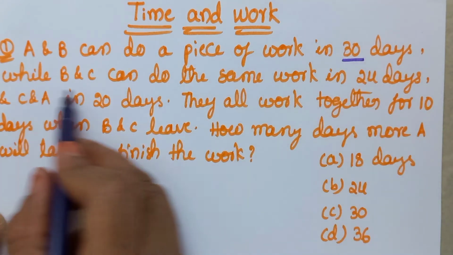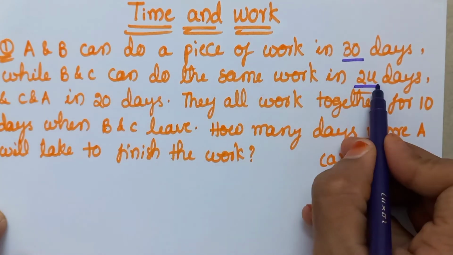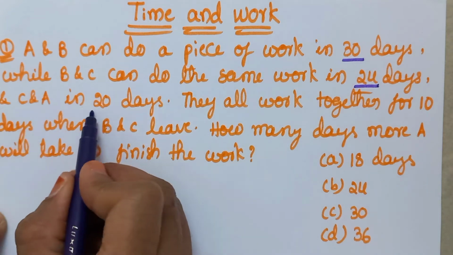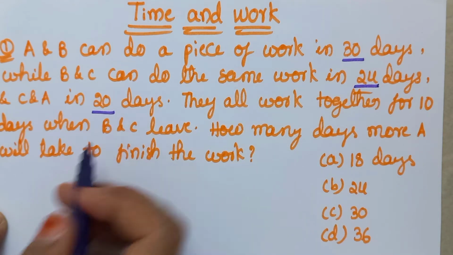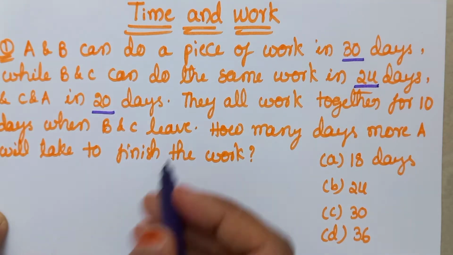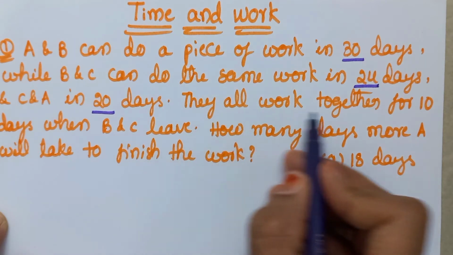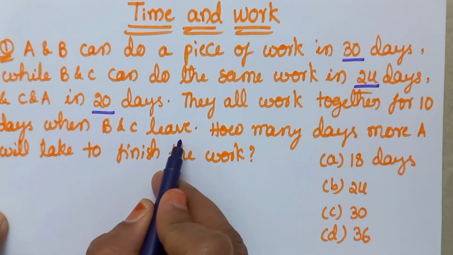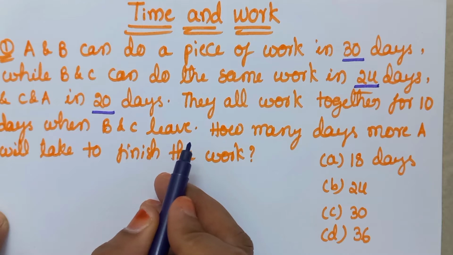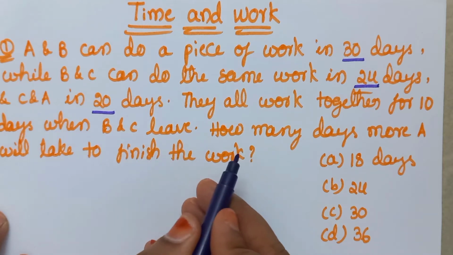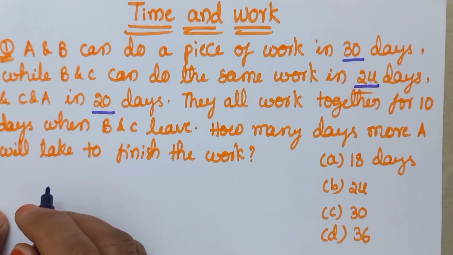30 days, while B and C can do the same work in 24 days, and C and A in 20 days. This is similar to the problems we have discussed in our earlier sessions, but the problem here is they all work together for 10 days when B and C leave. That means they work together only for 10 days. After 10 days only A alone will do the remaining work.